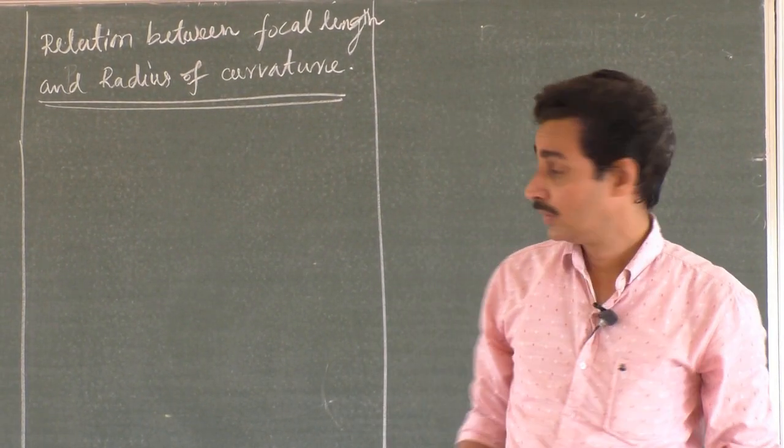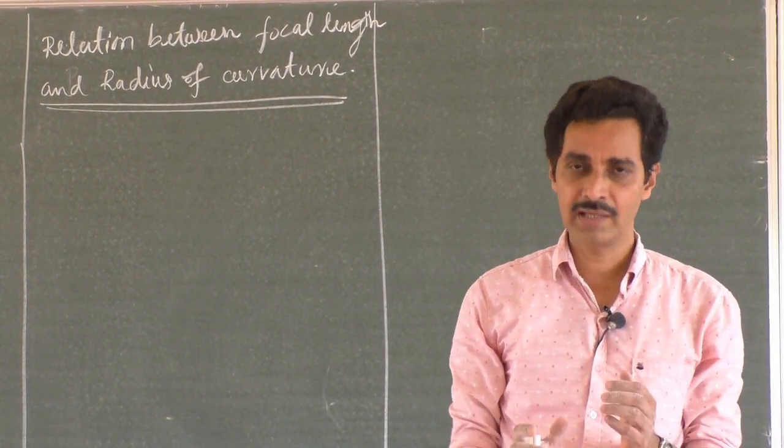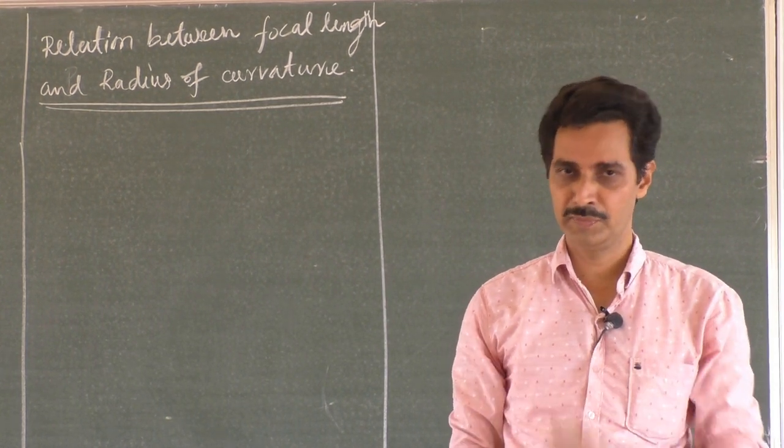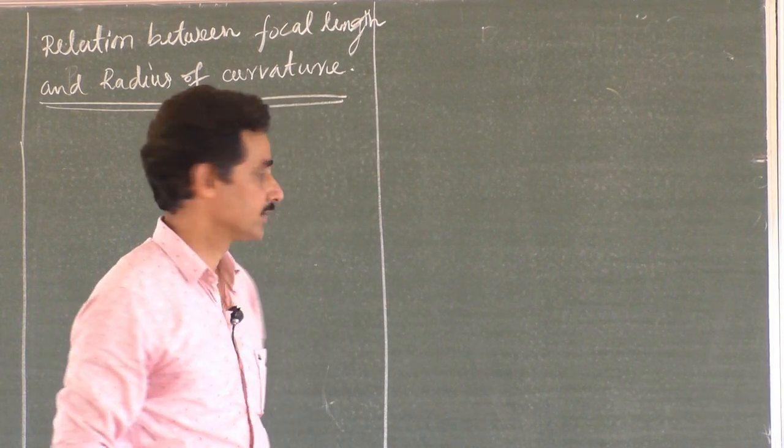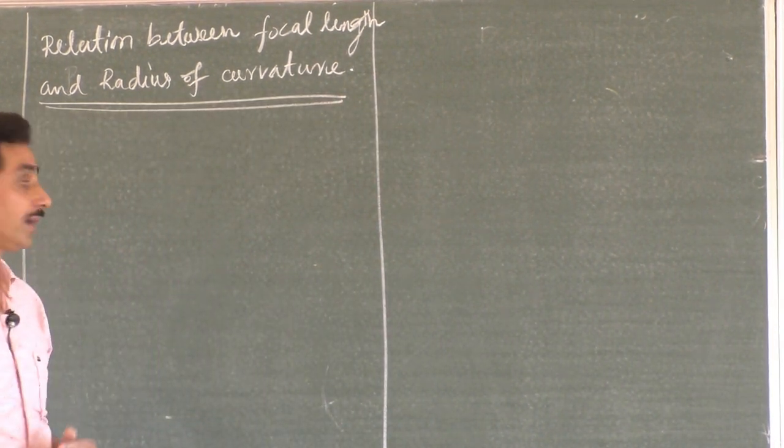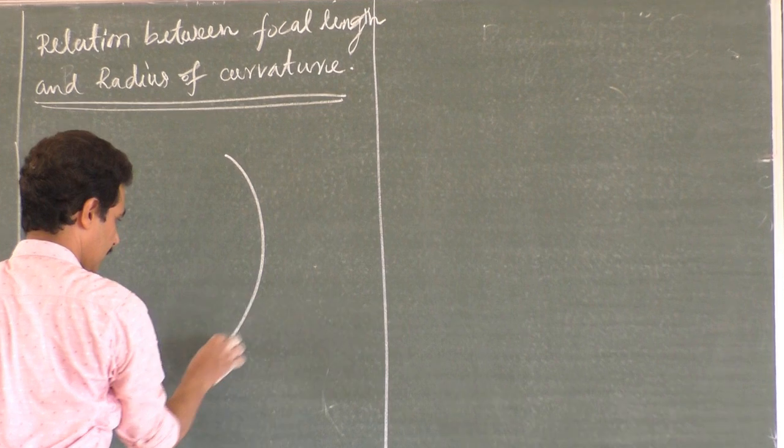Yes. So we will have a relation between focal length and radius of curvature in a curved mirror. We have seen what is focal length, what is radius. Every curved mirror is a part of a sphere. Suppose you take a concave mirror.